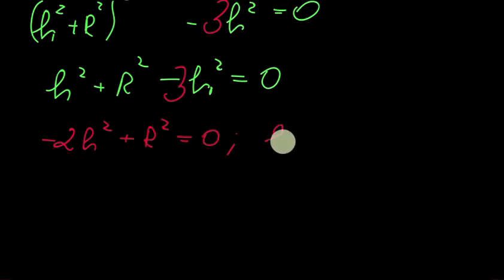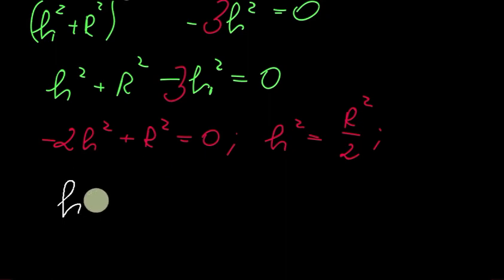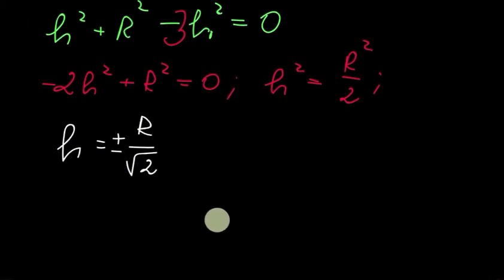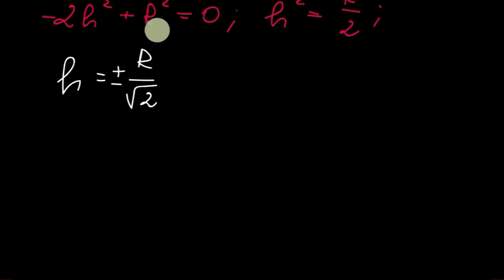So h squared is equal to r squared divided by 2, and we take a square root of both sides, and we get that h is equal to r divided by square root of 2. Now actually it's plus minus here. Let's leave it plus minus here, but it can't be negative because a height can't be negative.